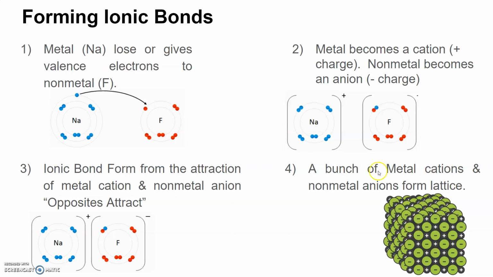One quick note: because the metals lose an electron, they actually become smaller when they form a cation, and the nonmetals become slightly bigger. So a lot of times in lattice diagrams, you'll see the cations shown as smaller circles and the anions shown as larger circles.